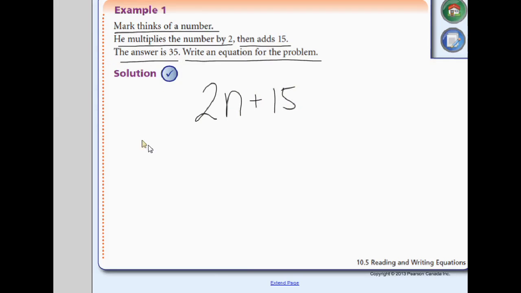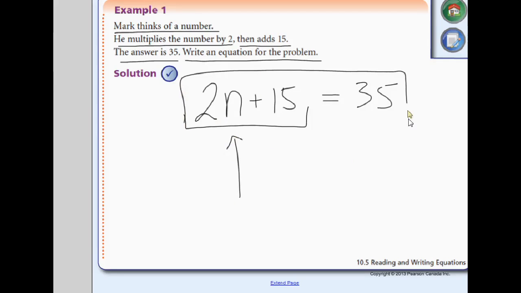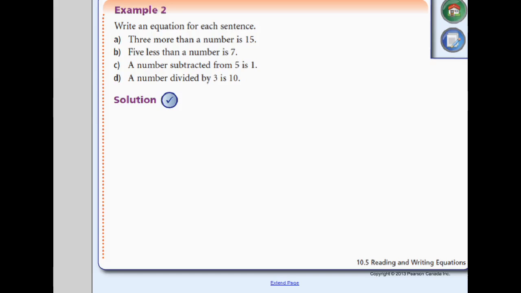The answer is 35. So when he multiplies the number by 2 and adds 15, that is all going to equal 35. So equals 35. So here is our equation. Okay, and you could solve this equation later. We're not going to do that now, but you could figure out, using this equation, what n is equal to. But that's not what we're doing. We're simply learning how to turn words into equations. Let's look at a couple other examples here.